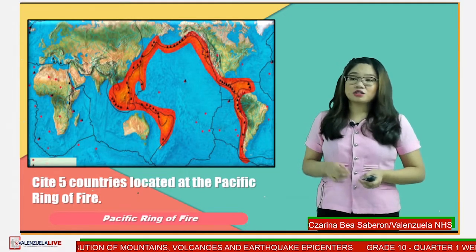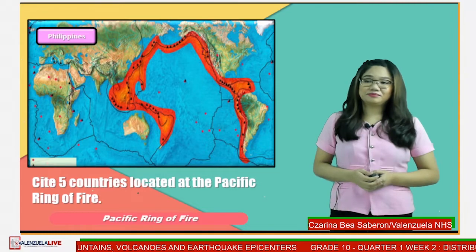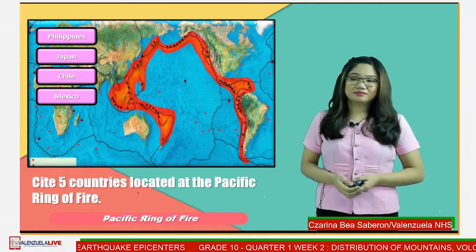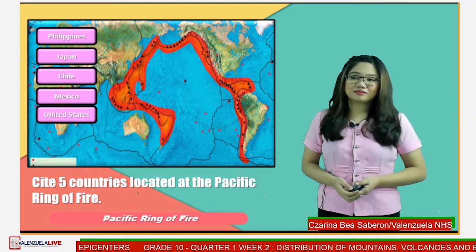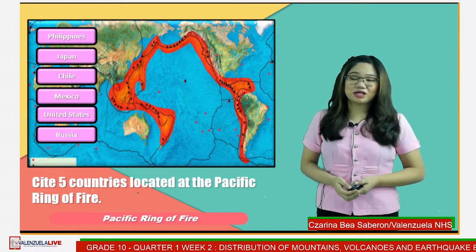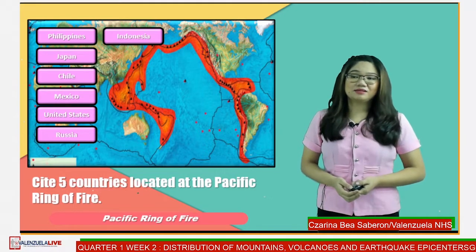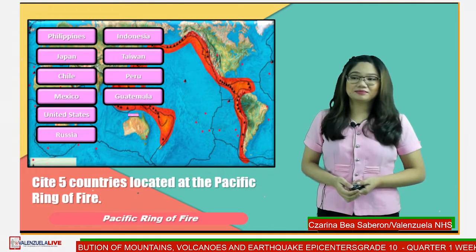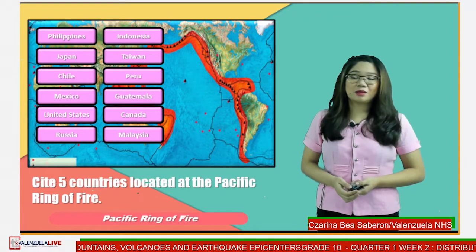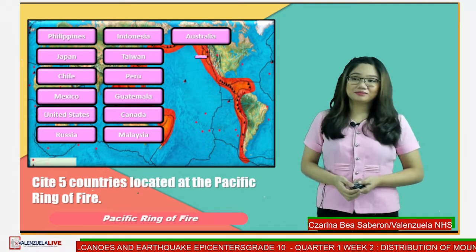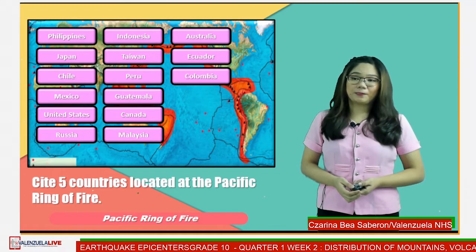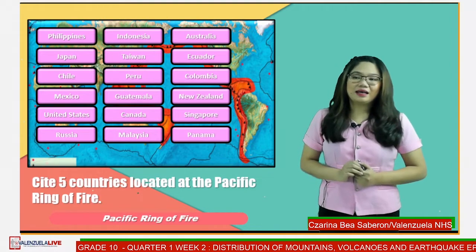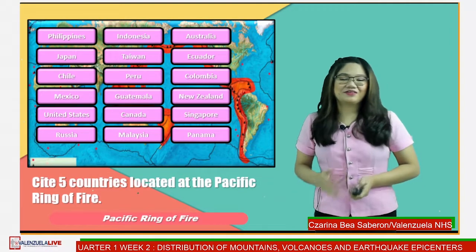All right? So we have here Philippines, Japan, Chile, Mexico, United States, Russia, Indonesia, Taiwan, Peru, Guatemala, Canada, Malaysia, Australia, Ecuador, Colombia, New Zealand, Singapore, and Panama. All right, good job, learners.